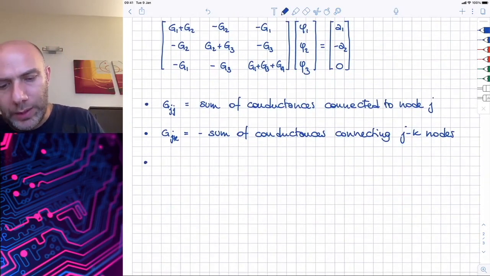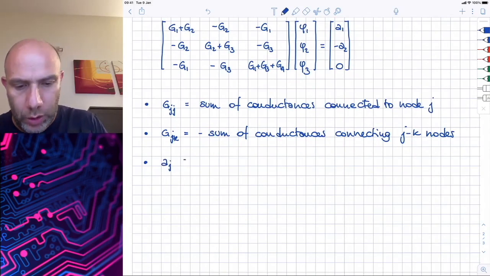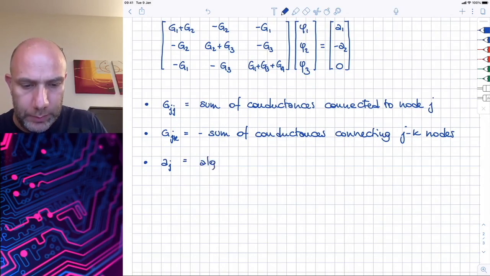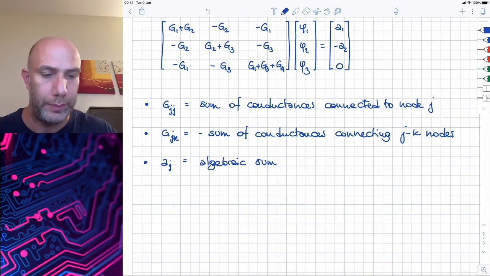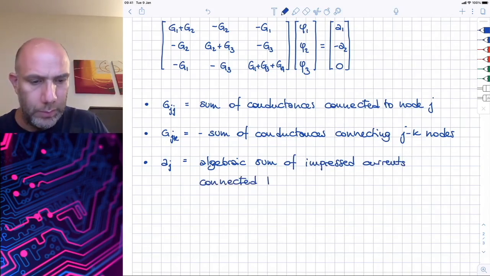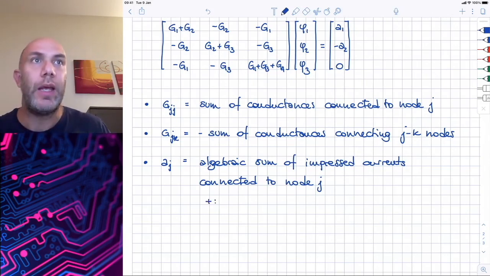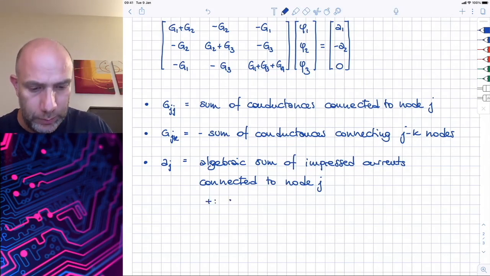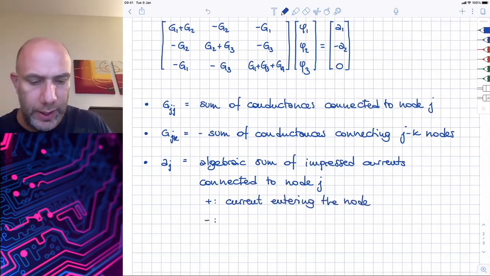The last comment is that at the right-hand side, the term AJ contains the algebraic sum of all currents impressed by current generators that are connected to the node J, with the convention that we use the plus sign if the current is entering the node, or minus if the current is leaving the node.